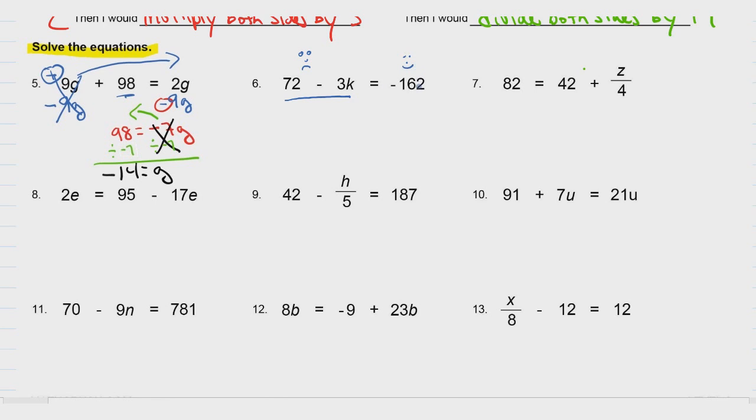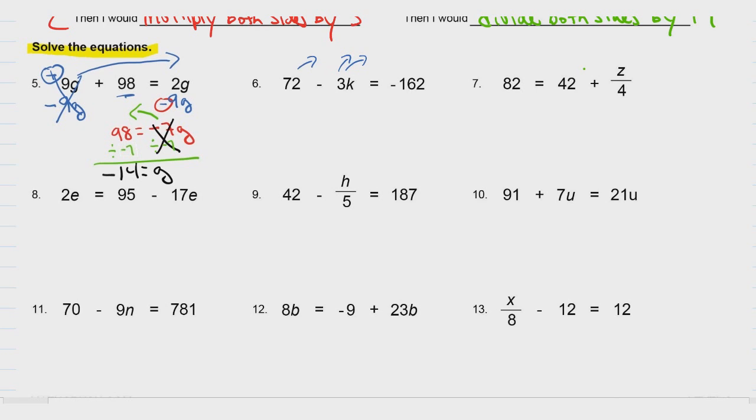So he has no variables, so he's happy. So you're definitely not moving this guy right here. So now the question is, what are you going to move first on the left side? Well, are you going to move the 3k? Are you going to move the 3? Are you going to move the 72?